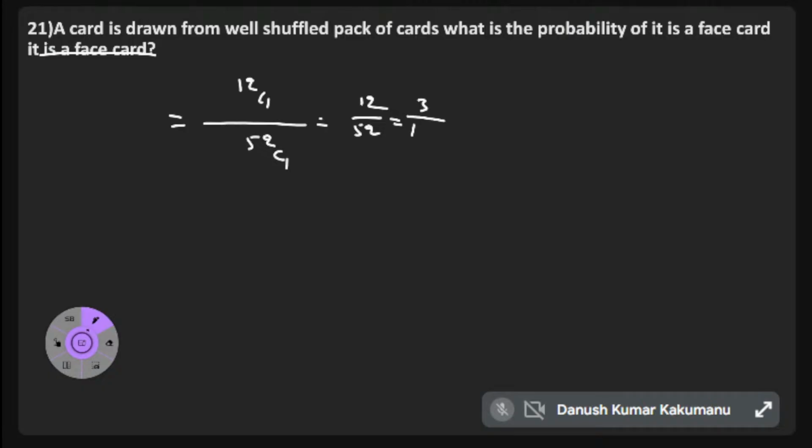3 by 13 is the answer. This is for face cards. If I ask you for special cards, what is the probability of special cards? 16 by 52, that is 4 by 13. You are understanding? Face cards, special cards. Understood, na? No confusion?